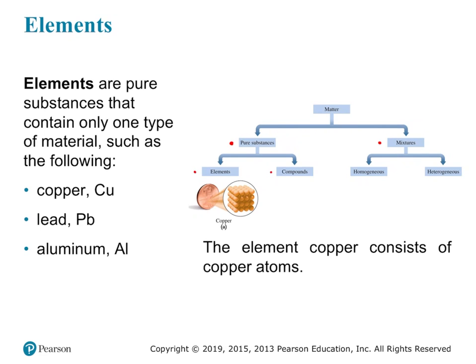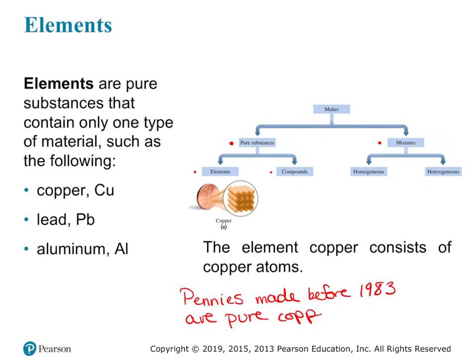So one example of an element, again, is copper. So if you have a penny from before 1983, those were made of pure copper. So pennies made before 1983 approximately are pure copper. However, pennies that are made after 1983 are not pure copper. It's, I believe, zinc coated in copper. So yeah, with pennies you have to look at the year to see if they're pure copper or not. All right, and then compounds.